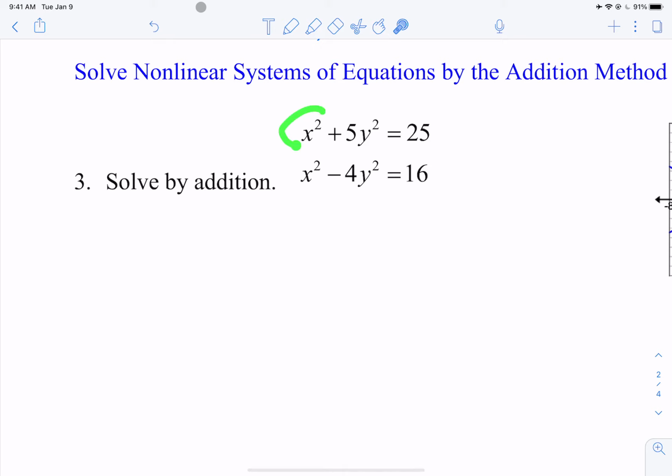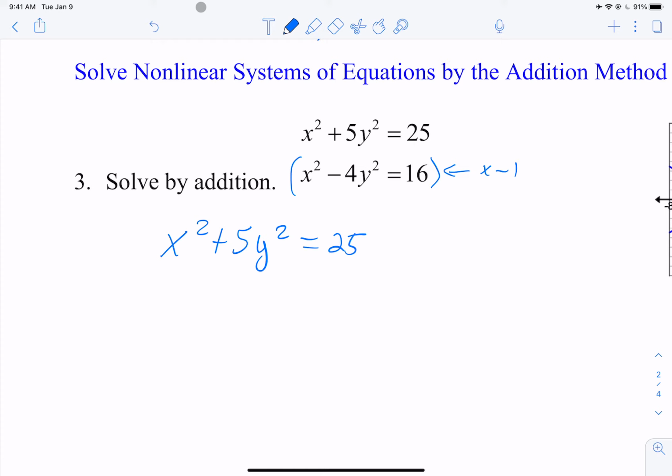Now, we could get our x squares to be opposites very easily, one of them positive one and one of them negative one. Or we could get the y squares to be opposites, one of them 20 and one of them negative 20. You could do that, but I think it's a lot easier to deal with ones. So let's just multiply this equation right here by negative 1, because then our front x squared would be a minus, and then that would be great. So the top equation, just write it. The bottom equation, let's multiply by negative 1.